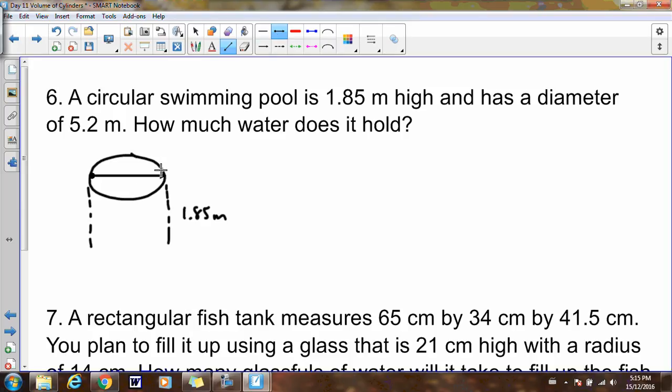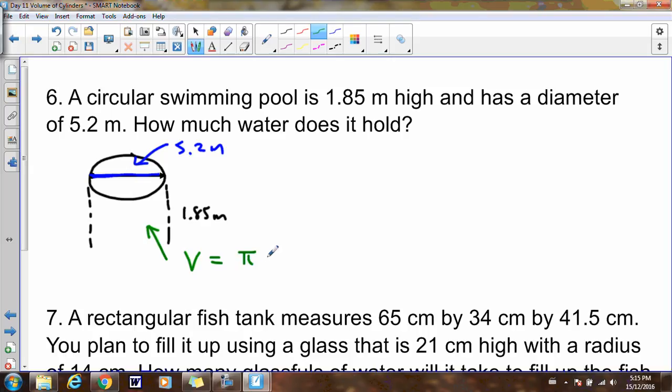So basically, they're telling you that this here is equal to 5.2 meters. So when I get this pen working, so this one here, the diameter is 5.2 meters, and the pool itself is 1.85 meters tall. And they want us to find out how much water it holds in there. Okay, so again, that's asking us for volume.